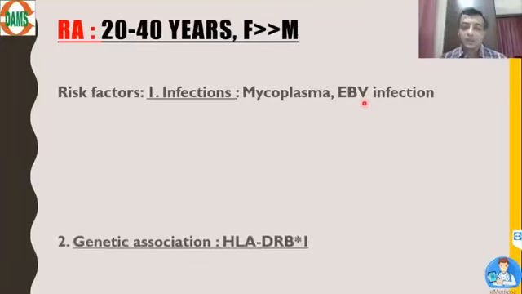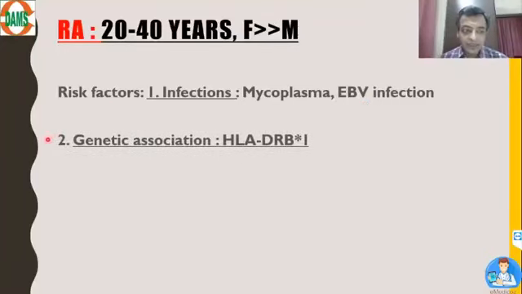So infections can be there. The second important risk factor is the genetic association. You can say the genetic association is with HLA-DR4, or more specifically we can say HLA-DRB1 is the genetic association with rheumatoid arthritis.